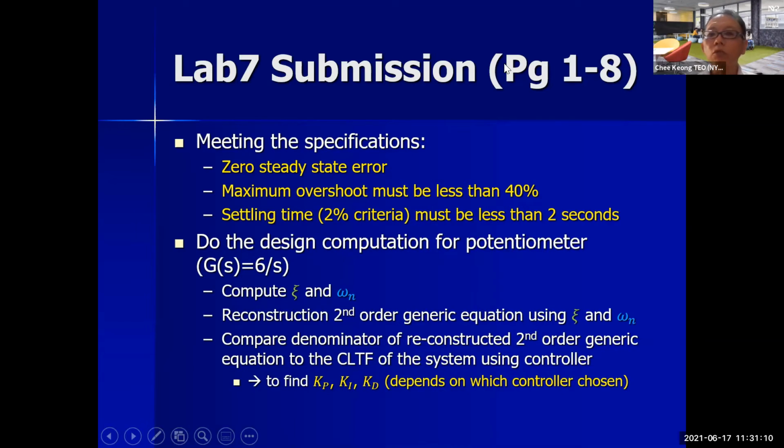For your submission, you only need to do from page 1 to page 8 of your lab sheet. Basically it is to meet the 3 specifications, and we will only be doing it for the motor module, which is 6/S. The steps I have just run through quickly: calculate zeta, calculate omega n, and reconstruct your second order generic equation denominator, which we call the characteristic equation. Then compare the coefficients of the S squared, S, and non-S terms to find out Kp, Ki, or Kd, depending on whether you use Kd, Ki, or Kp.